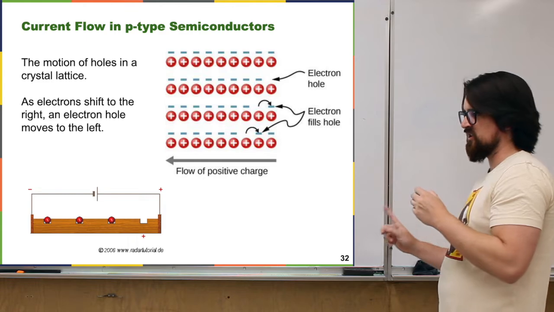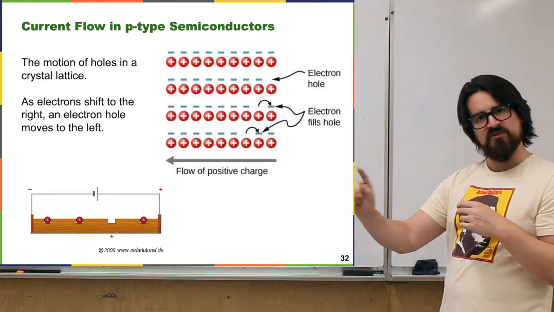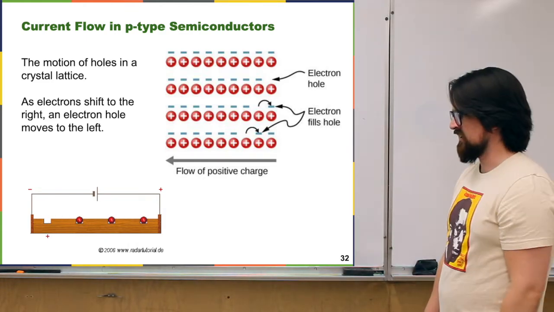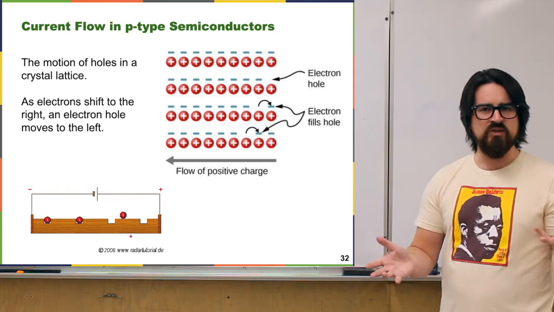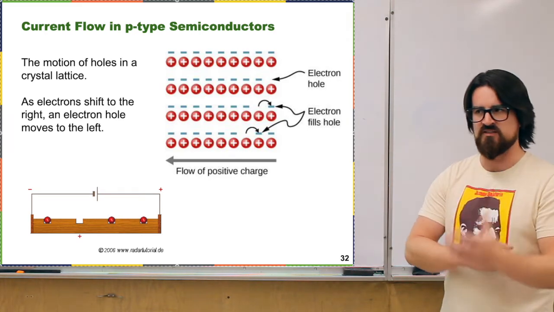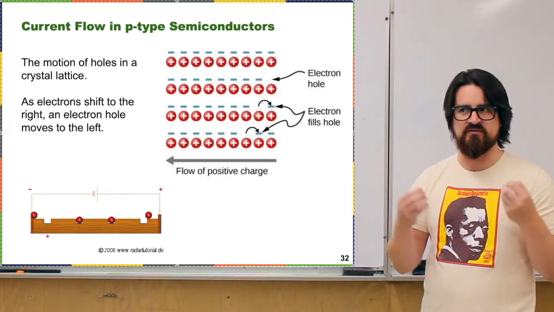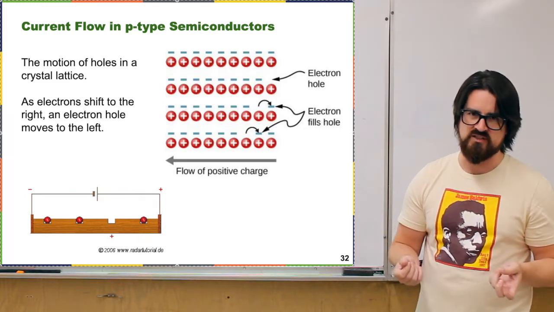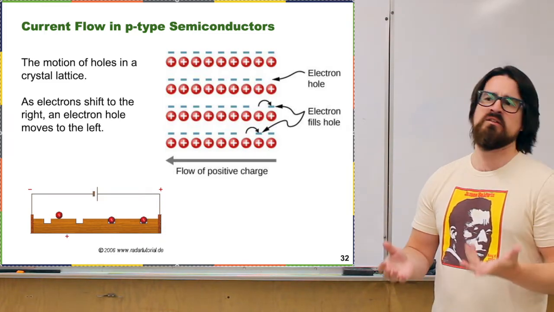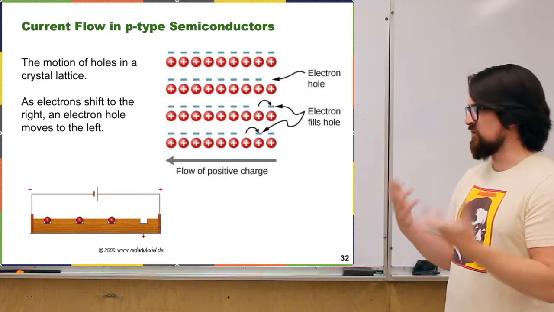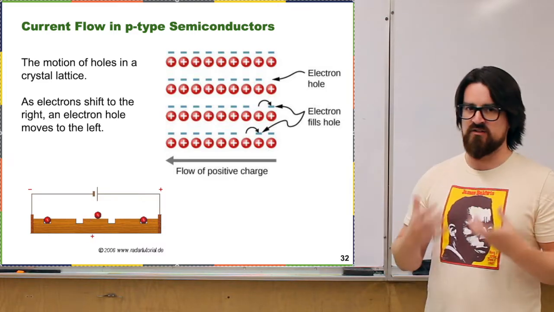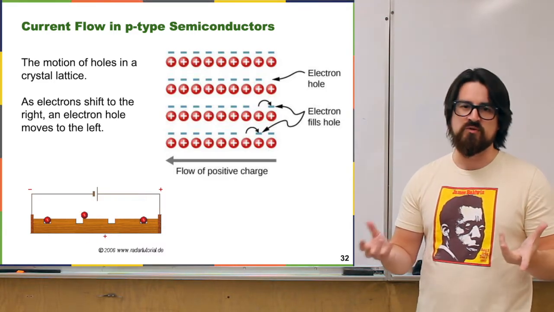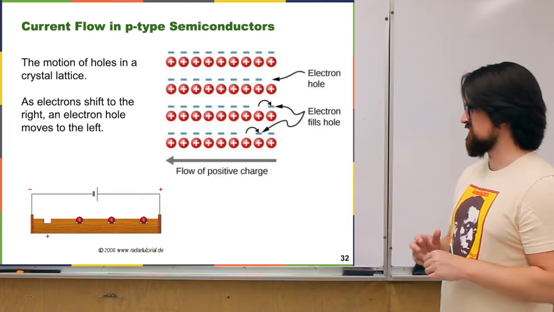But the hole itself is like a positive entity that's moving in the opposite direction. And there's a whole bit that the book goes through having to do with the Hall effect and determining the charge of the things that are moving in a material. It turns out you could do this experiment with doped semiconductors, and it is in fact the positive holes that are moving in these p-type semiconductors.